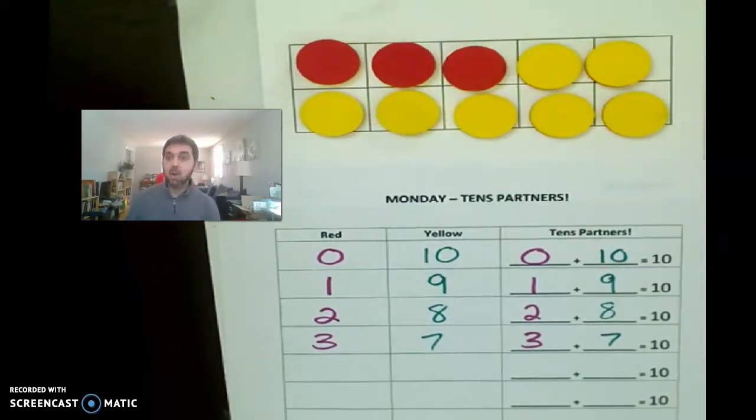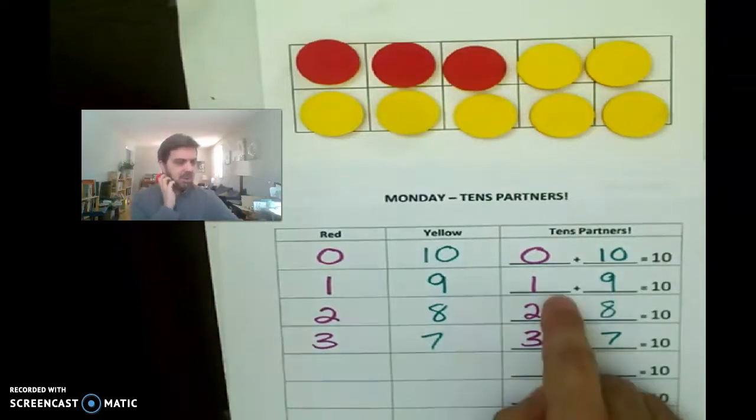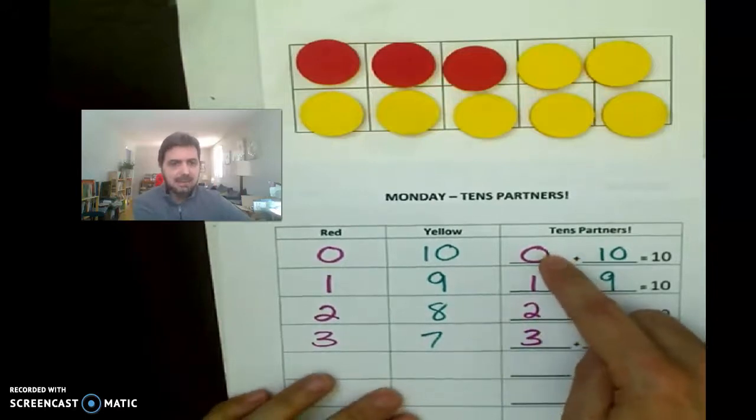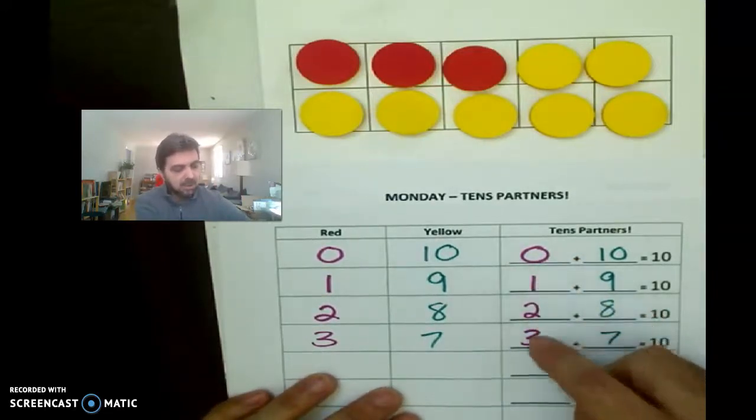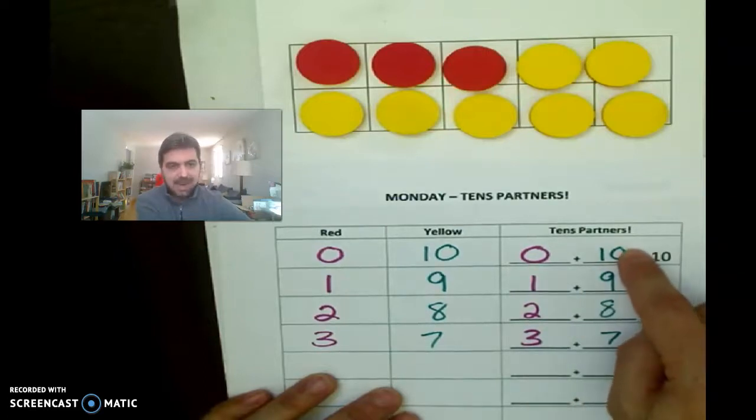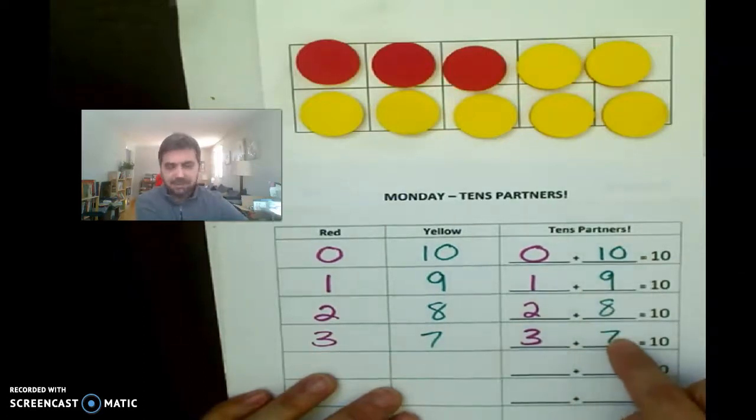Okay, so that's very exciting. Oh, we saw that before, didn't we? Wait, but it was reversed. It was 7 and 3. So looks like 3 and 7 is also a tens partner. That's interesting. Have you also noticed, look over here. Have you noticed that as the reds go up by 1, 0, 1, 2, 3, the yellows go down by 1, 10, 9, 8, 7.